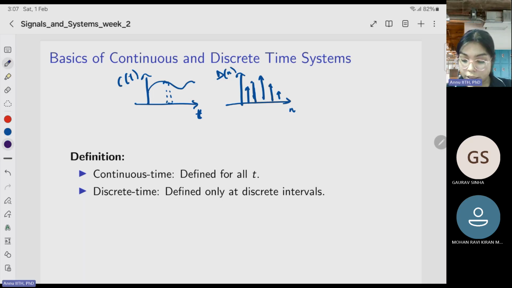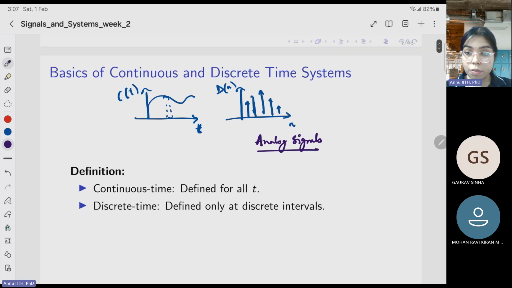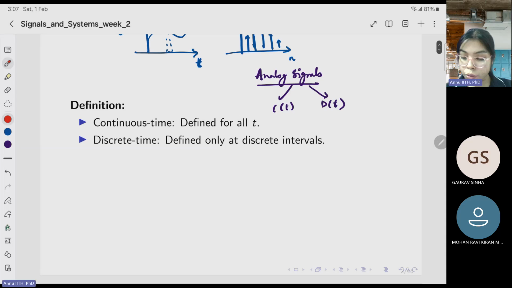If you ask what kind of signals all the physically occurring signals are, they are analog in nature. Whatever we are speaking, whatever we are sensing, those are analog signals. Now you may wonder, are analog signals always continuous time or discrete time? Since only two students have joined, I'll tell you: analog signals can be continuous and can be discrete.